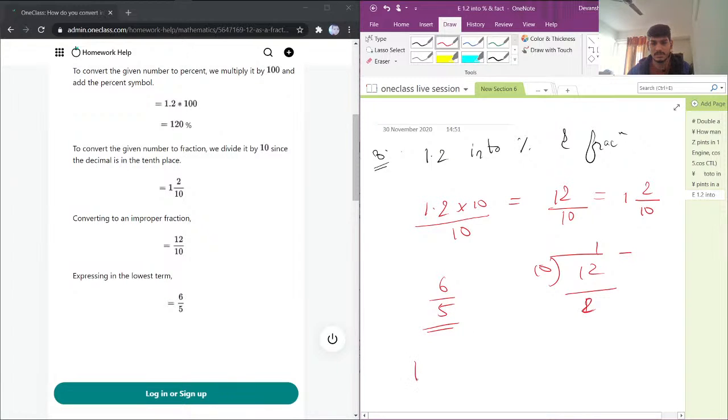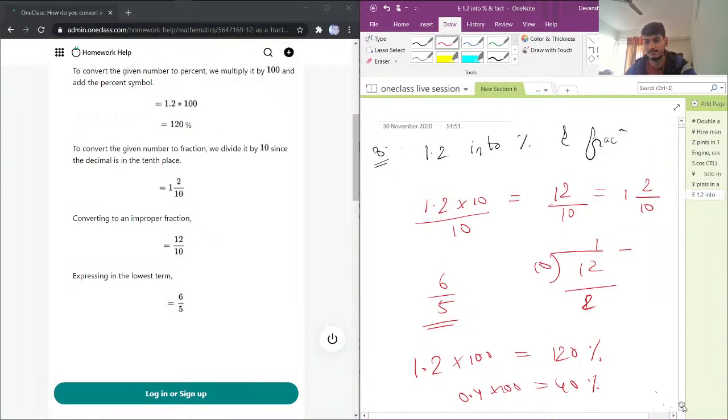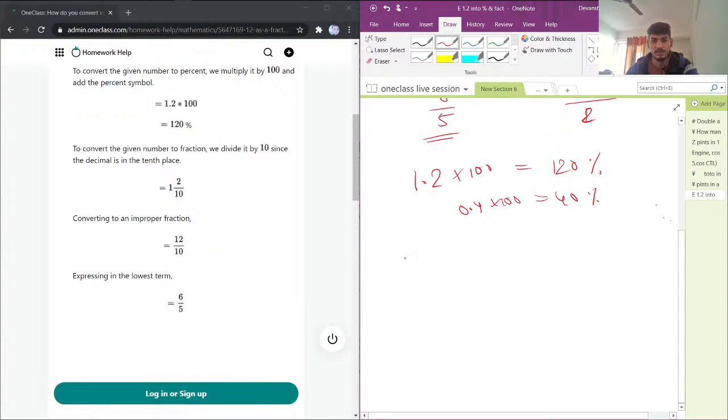And now coming towards the percentage, for deducing the percentage, whatever number we have in decimal, we just multiply it by 100. So this will be 120%. Suppose I had 0.4 as a decimal, then I will just multiply it by 100 and I'll get 40%. Things work in this way when we are dealing with decimals.